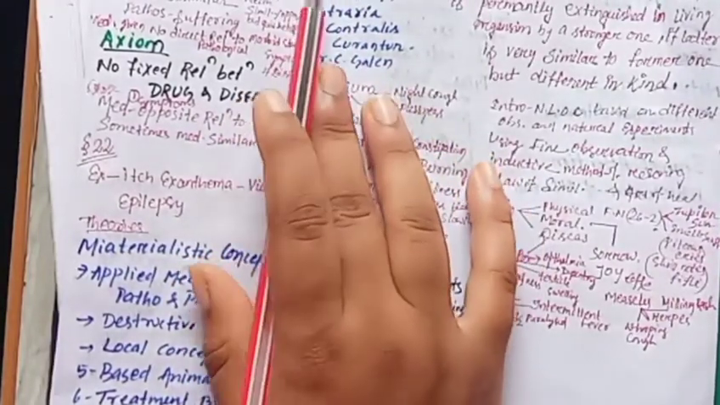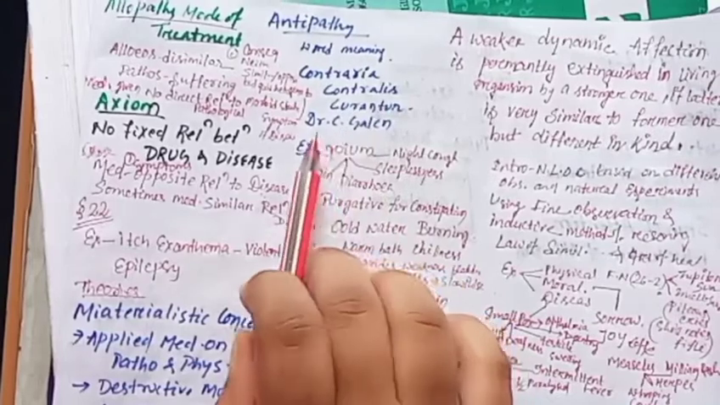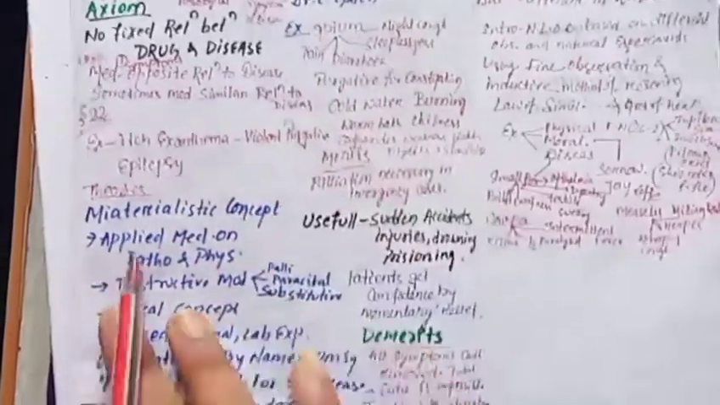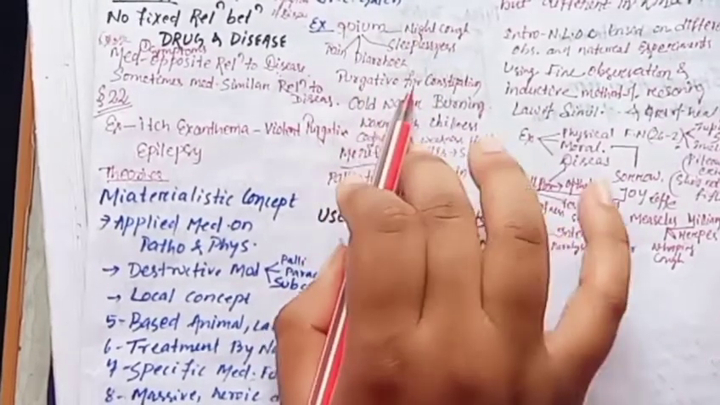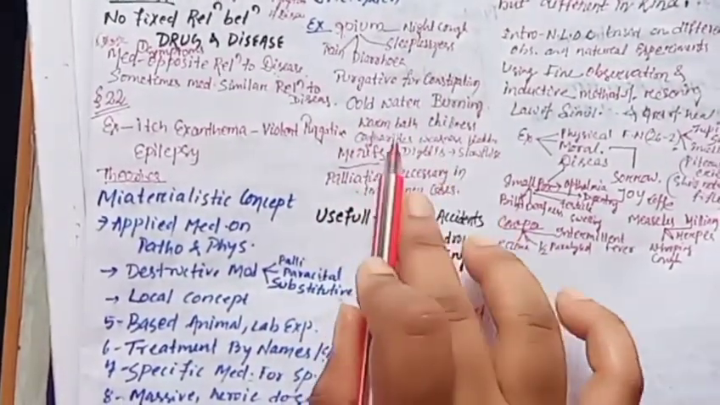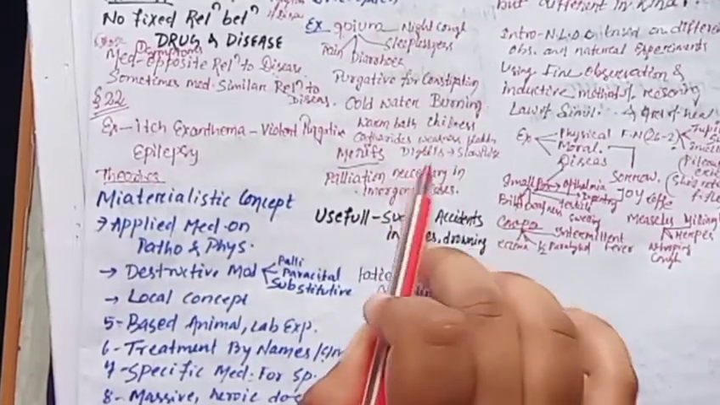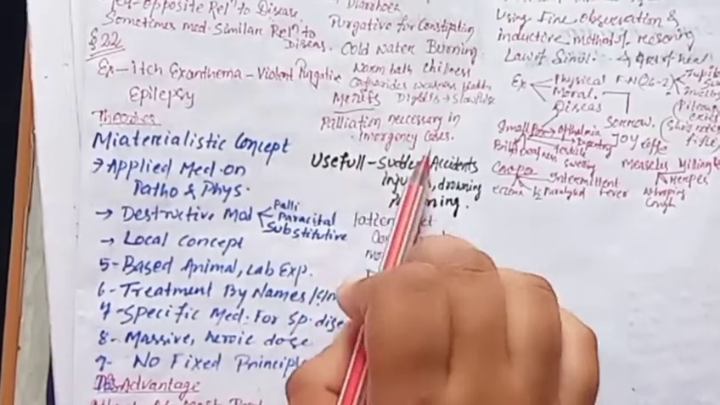Antipathy: anti means opposite, pathy means suffering. It is the principle of contraria contrariis, given by Dr. Galen. Examples: opium given for pain, diarrhea, sleeplessness, night cough; purgative for constipation; cold water for burning; warm bath for chillness; cantharides for weakness of bladder; digitalis for slow pulse.